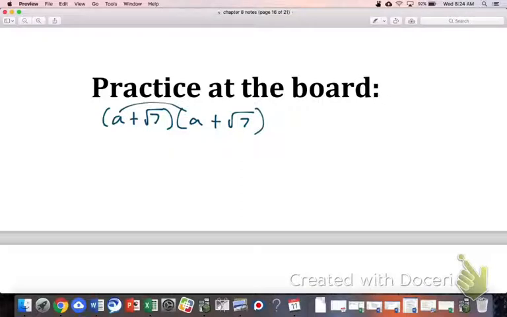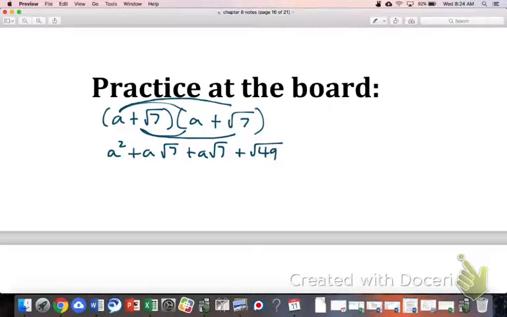Of course, A times A is A squared. Slow me down if I go too fast or if something doesn't make sense, please. A times root 7 would just be A root 7. The A is not a radical, and of course the root 7 is a radical. Similar multiplication right here. So this would be plus A root 7. And then lastly, root 7 times root 7 would be square root of 49, because those are both radicals. You can multiply the 7s together.